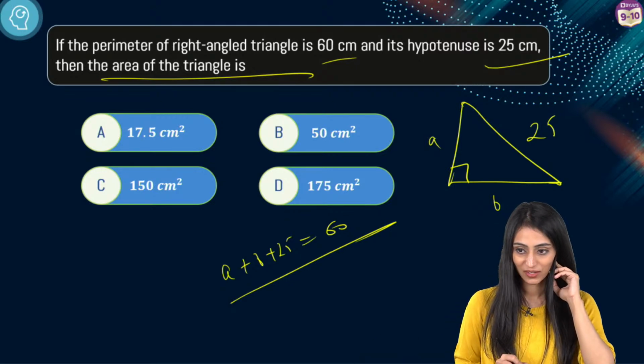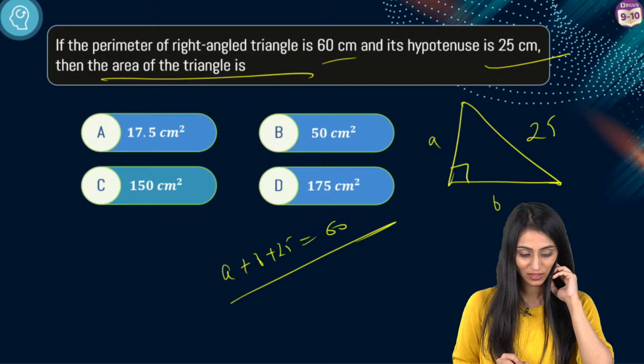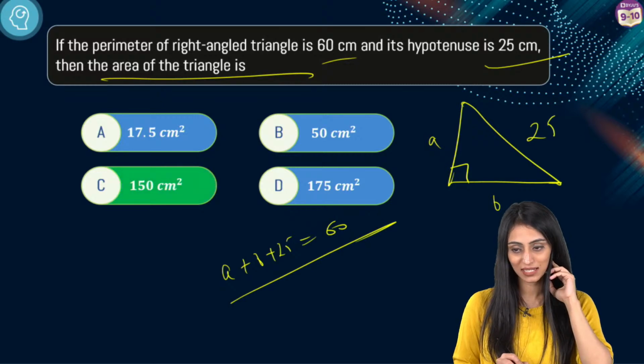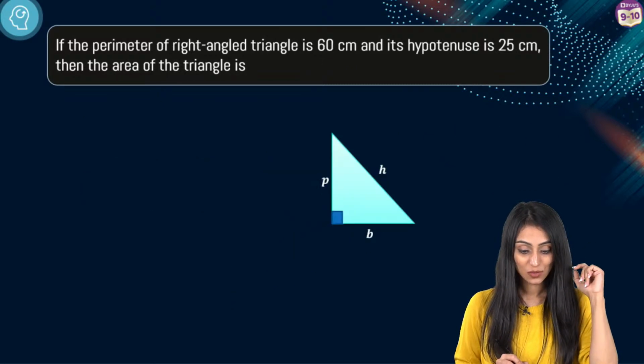Pythagoras theorem. Use Pythagoras theorem. Alright, let's check the answer. Yes, it's 150 centimeters square. Yes, Yashwant, you were right. So how are we arriving at this?